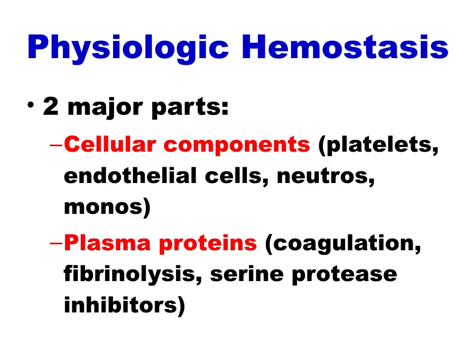Okay, so physiologic hemostasis has two major parts. One is the cellular component, which is composed of the platelets, the endothelial cells, and to mention as well, part of which are the neutrophils and mononuclear cells. Secondly, there are the plasma proteins, proteins that we see in the coagulation system, the fibrinolytic system, and then the natural anticoagulant system that we have, like the serine protease inhibitors.